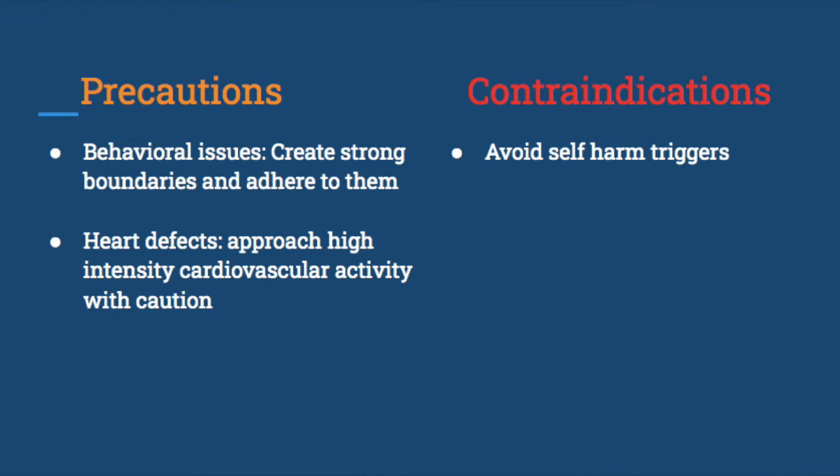Precautions and contraindications. Since the child may exhibit behavioral issues, it is important to always create strong boundaries and adhere to them. Also, if a child with fetal alcohol syndrome has heart defects, always approach high-intensity cardiovascular activity with caution. Contraindications is to avoid self-harm triggers.